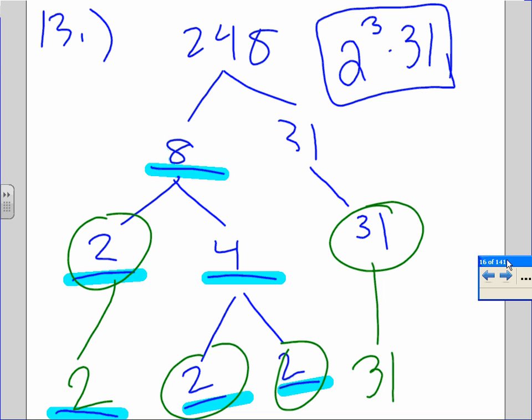All right, 13 should be 2 to the third times 31. So I highlighted in blue what you should have filled in, it's just really hard to see. You should have an 8, and then a 2 and a 4. The order doesn't matter of the 2 and the 4. And then a 2, and a 2. Yeah, the 31 was already there, though. I don't know why I circled this. This should not have been circled. Anyways, Annalise?